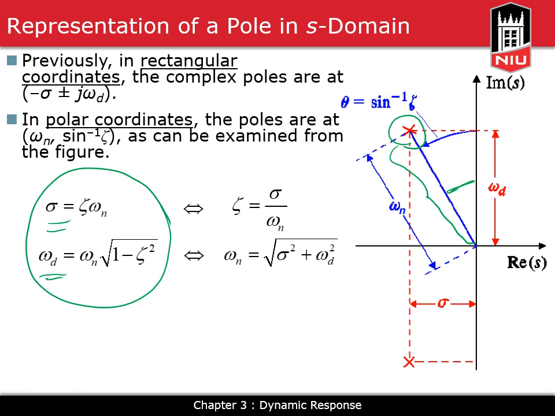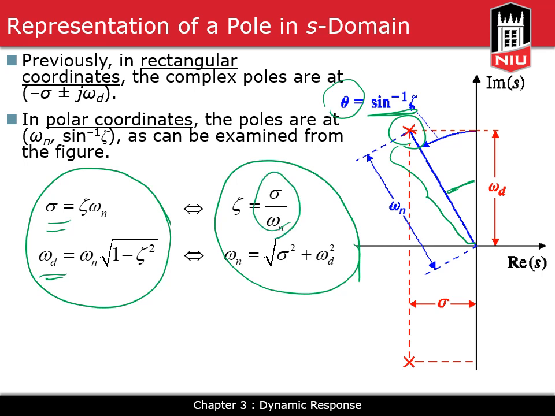If we want the polar coordinate system, we can find zeta and we can find omega n using the two formulas on the right. Remember that omega n would be the magnitude, and the phase angle will be theta, which is sine inverse of zeta. So basically sine inverse of this, sine inverse of sigma over omega n.